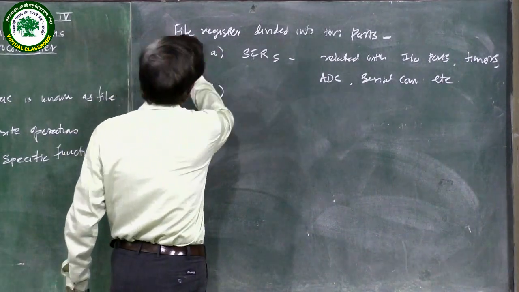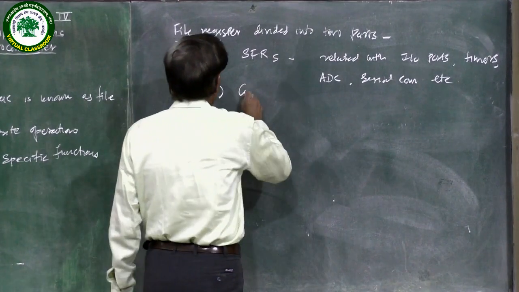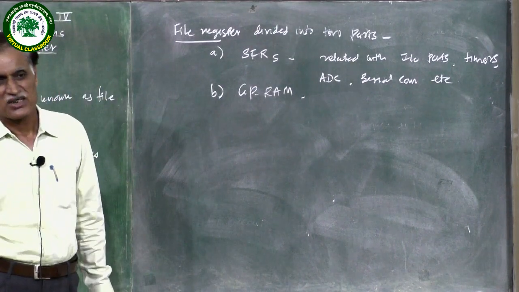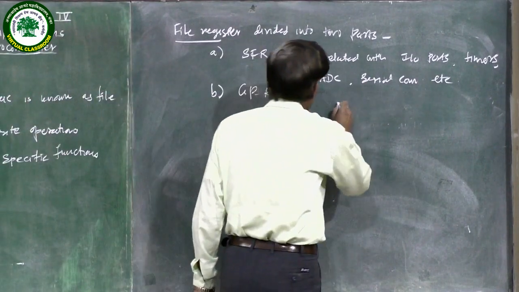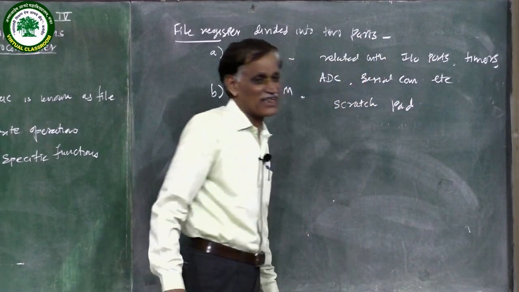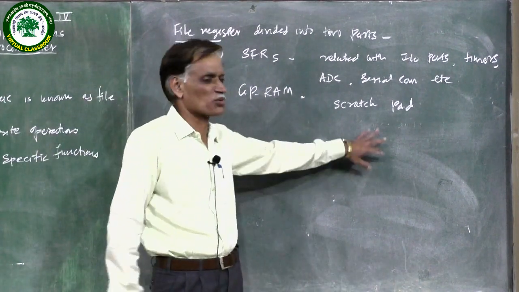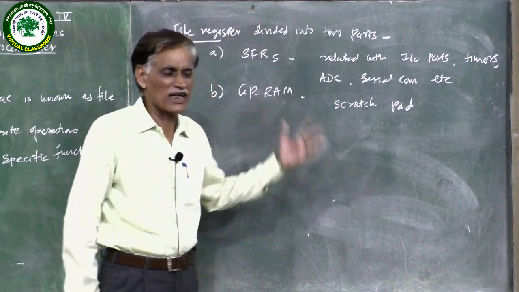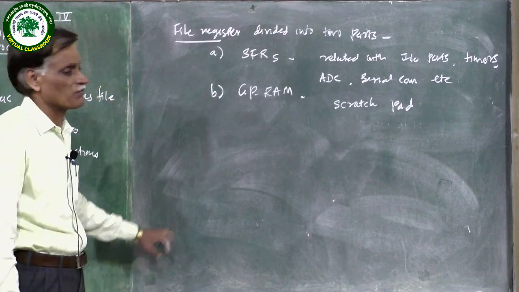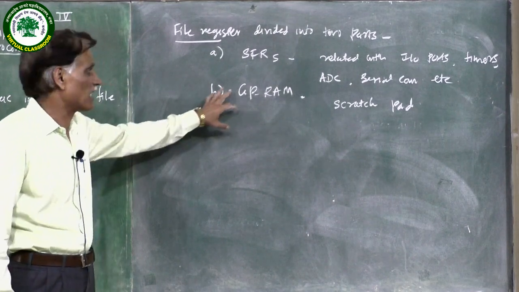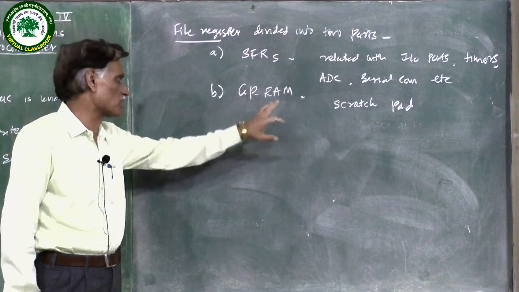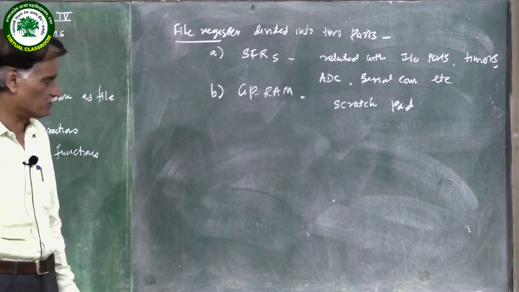The other part of this file register is known as GPRAM, general purpose registers, and this is used as a scratch pad memory area. This is used as a scratch pad, meaning you can write any information inside it, or you can take information from it. From that point of view, we have to remember that the file registers of the PIC18 family are divided into two parts, special function registers and general purpose registers, shortly abbreviated as GPRAM.